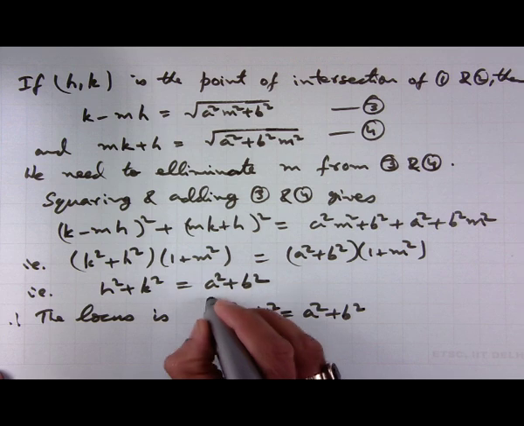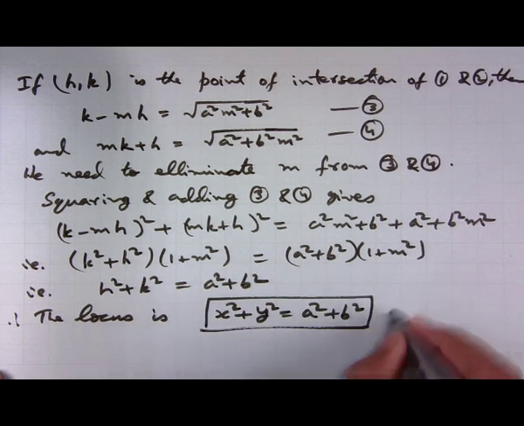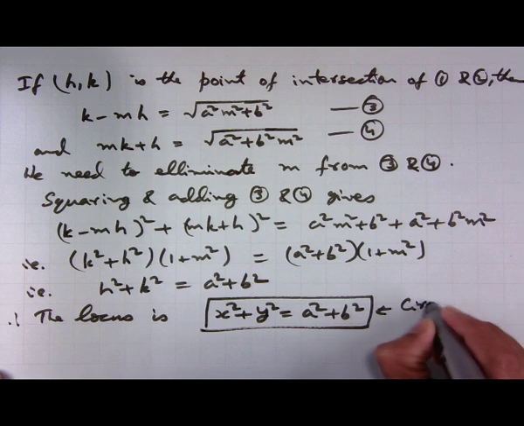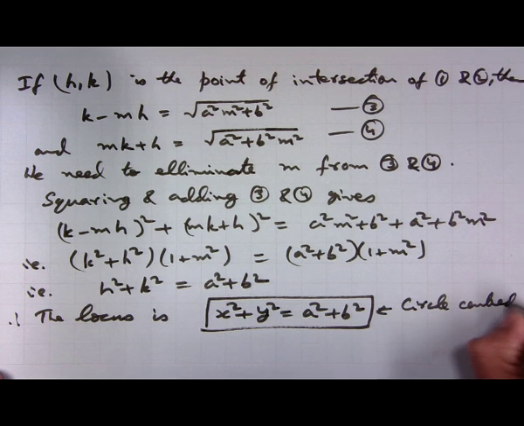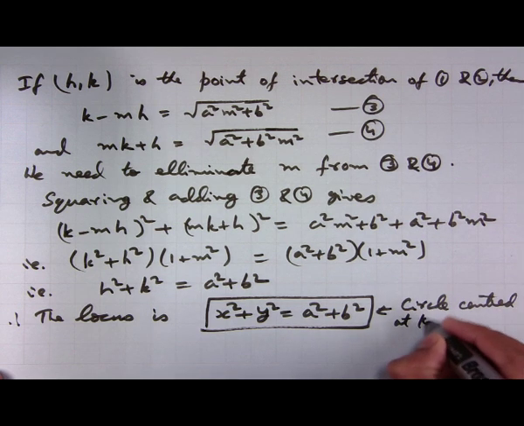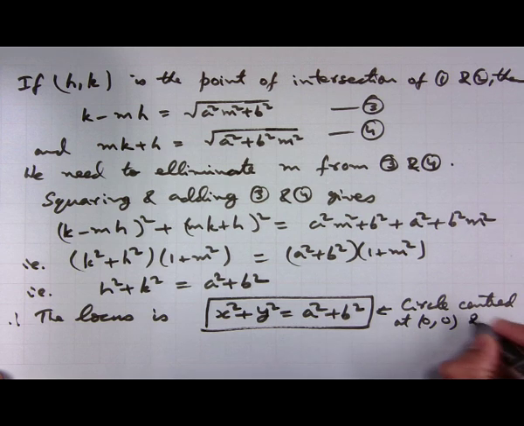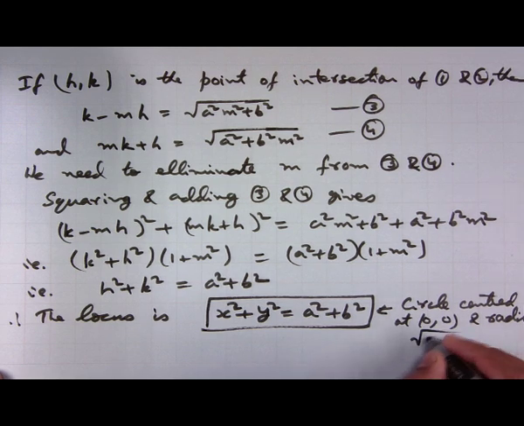So, the locus is a circle, this is a circle centered at 0 0 and radius square root of a square plus b square.